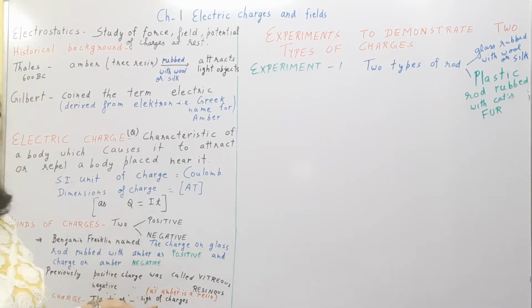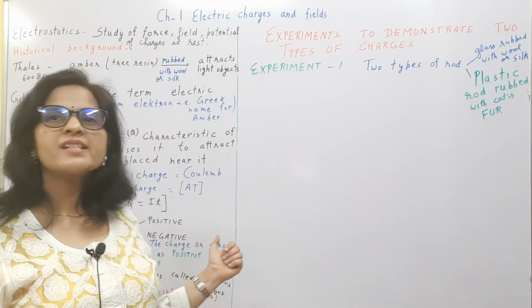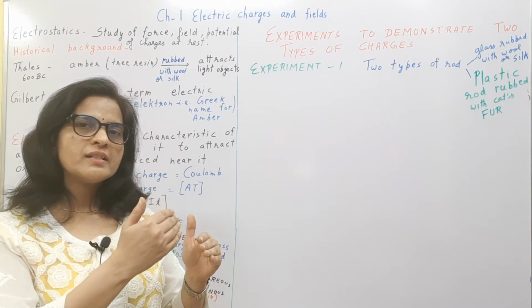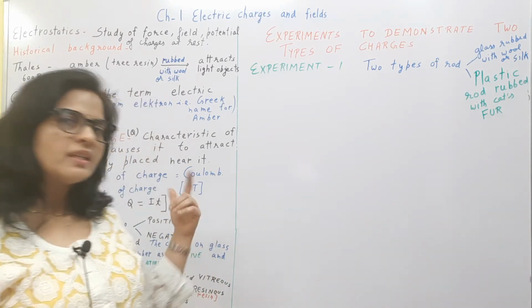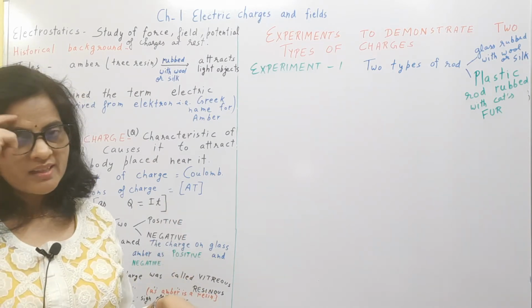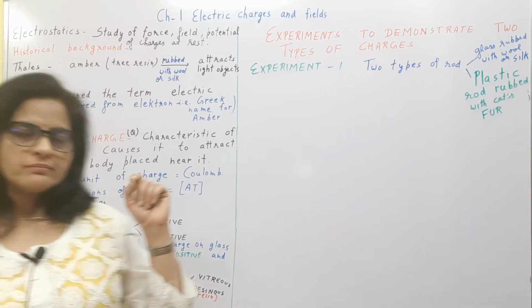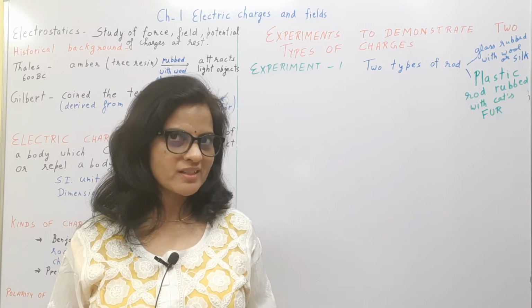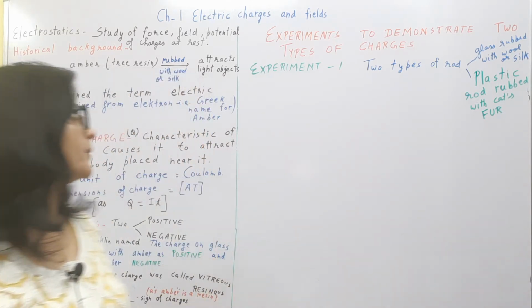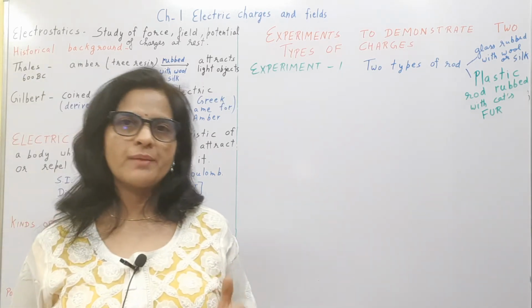Previously, this positive charge was called vitreous and the negative charge was called resinous, because it refers to amber. Amber is a resinous substance, so negative charge was called resinous because amber got a negative charge. Now we have polarity of charges. The positive or the negative sign which is assigned to these two types of charges is also called polarity.